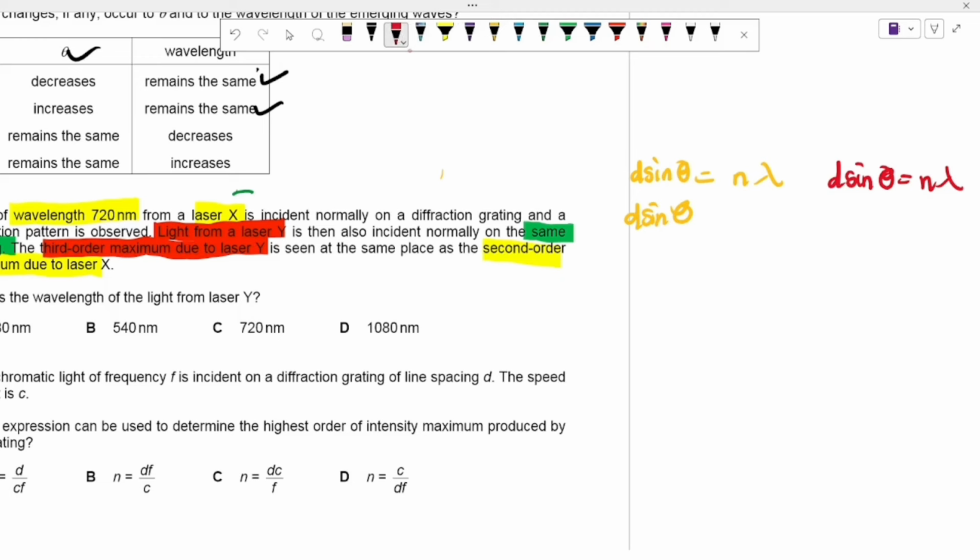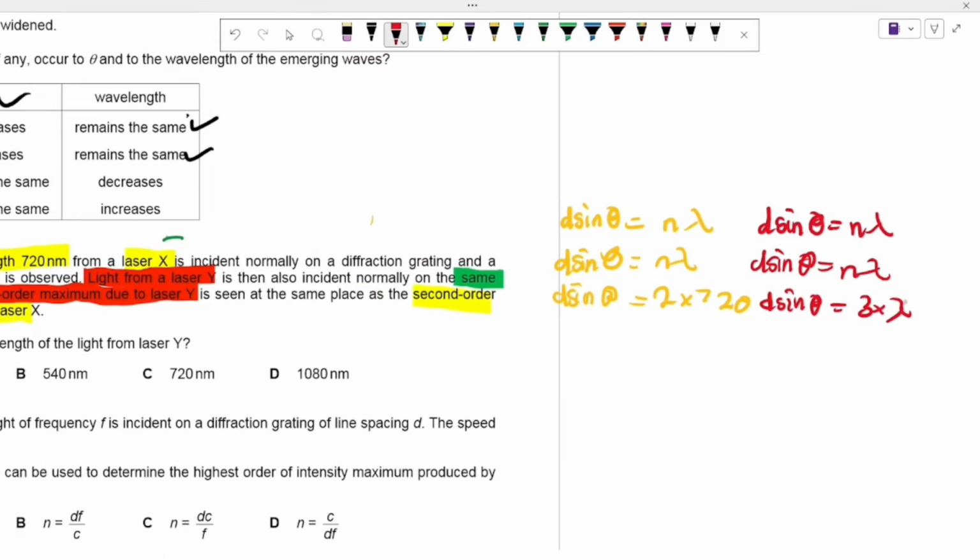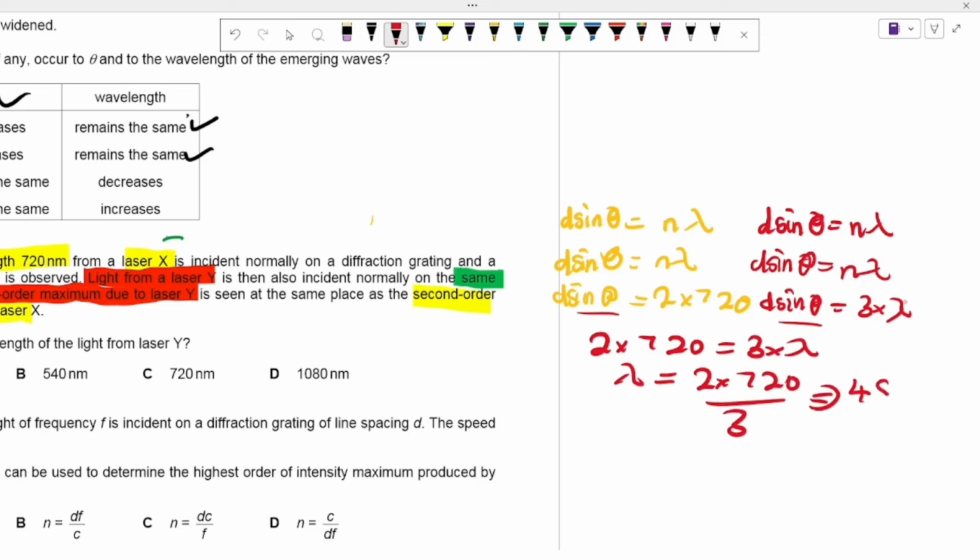So in this case, d sine theta will also be equal to n lambda, in the same manner that this is also equal to n lambda. For laser X, we have second order, so d sine theta is 2 times 720. For the other one, d sine theta is equal to 3 times lambda. These are the same, so we can equate: 2 times 720 is equal to 3 times lambda. So my lambda is equal to 2 times 720 divided by 3, which is 480 nanometers.